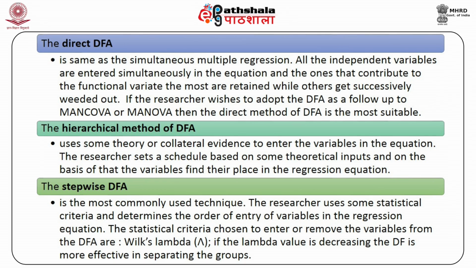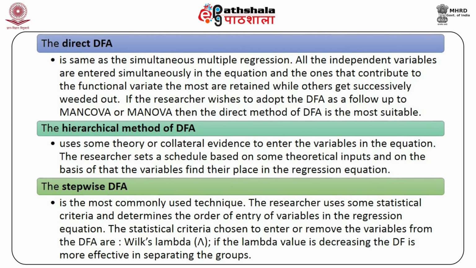If the researcher wishes to adopt the DFA as a follow-up to MANCOVA or MANOVA, then the direct method of DFA is the most suitable one. The other method, the hierarchical method of DFA, uses some theory or collateral evidence to enter the variables in the equation. The researcher sets a schedule based on some theoretical inputs, and on the basis of that, the variables find their place in the regression equation. The stepwise DFA is the next one, and it has the maximum application in research, and therefore it is the most commonly used technique, one can say. The researcher uses statistical criteria and determines the order of entry of variables in the regression equation.